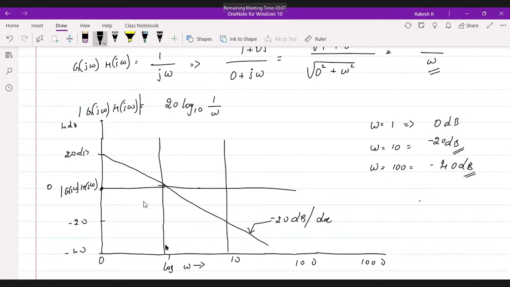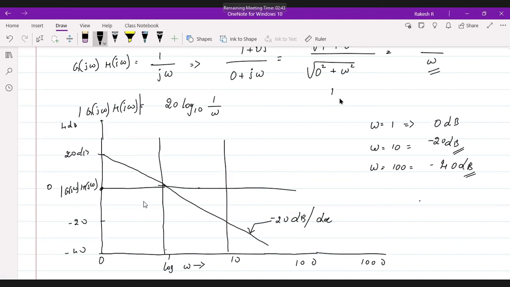When you take omega equal to 1, you will be getting one value. Omega equal to 10, you will be getting one value. That means for each 10 times increase in omega value, the system's decibels are decreasing by 20 dB. That is what we will be plotting here.